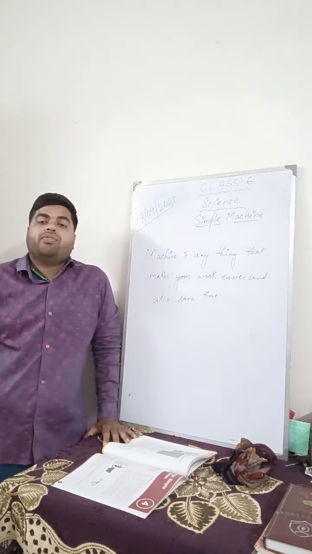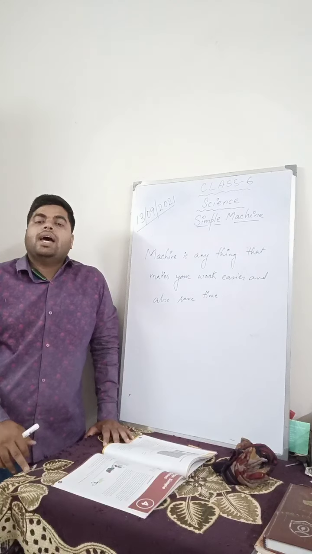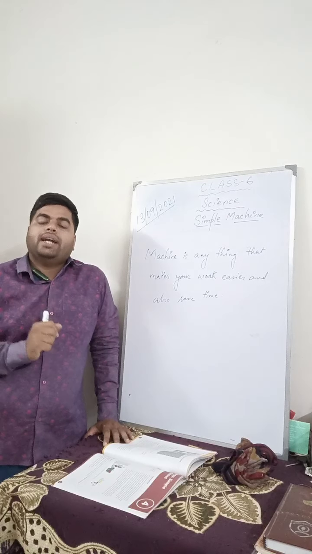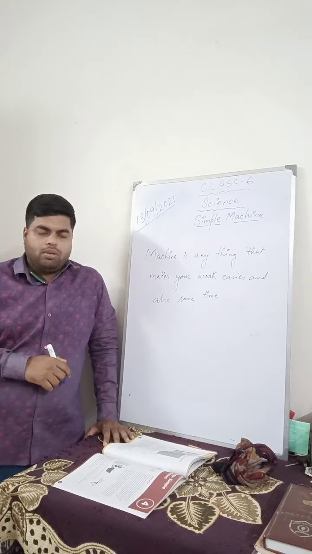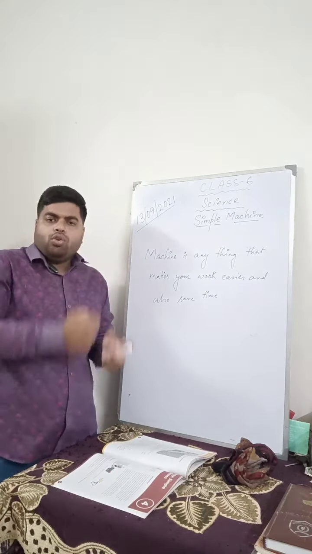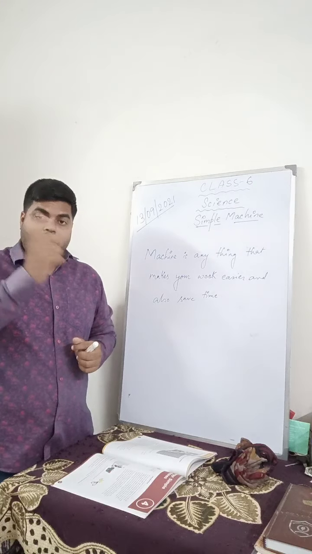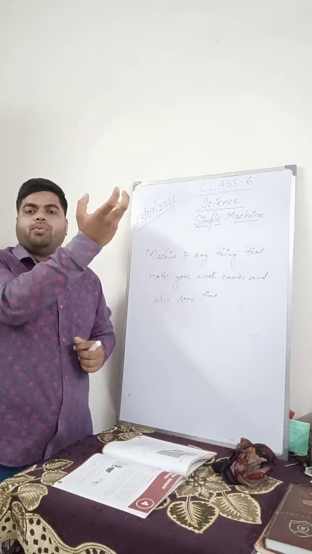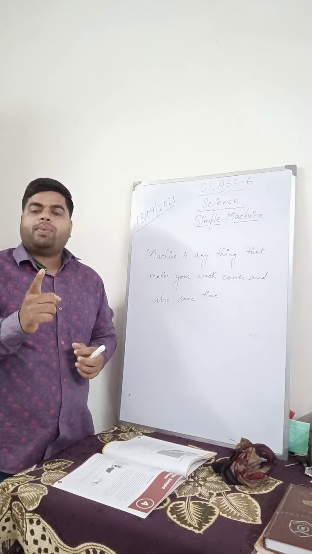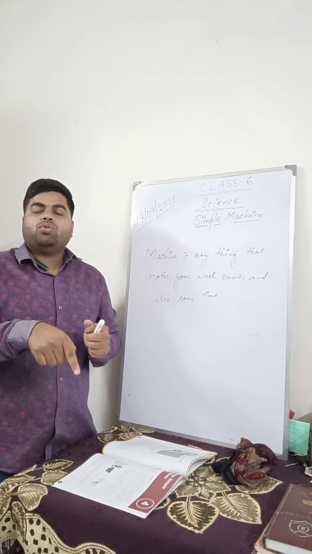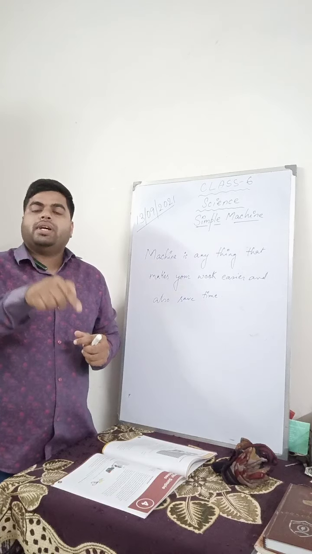Change the direction of force applied. Simple machines help you to make your work easier by changing the direction of force you apply. Suppose when you use a rope to pull water from the well, you see the bucket is coming upwards, but the force you are applying is downward, meaning it helps you to change the direction of force and it makes your work easier.